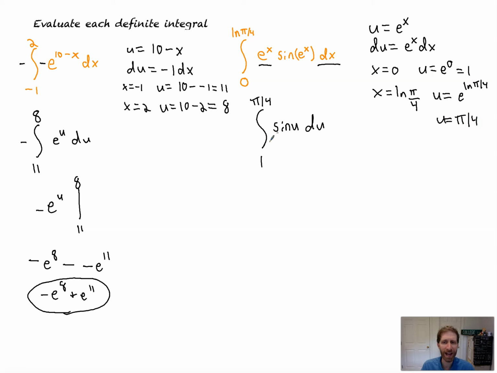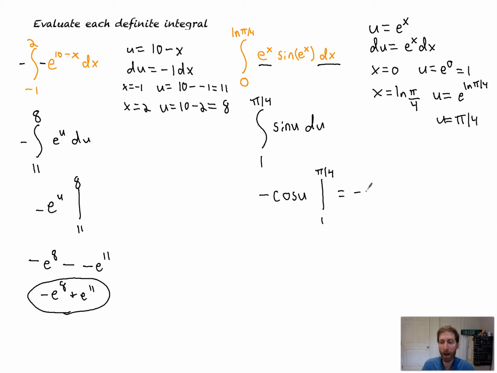Now, the sine of 1 is going to be a pretty gnarly thing, right? That's going to be pretty gross. We will deal with that when we get there. The antiderivative of sine of u is minus cosine of u, because the derivative of minus cosine is positive sine. And that'll be evaluated from 1 to pi over 4. Not bad. Let's finish it out in style.